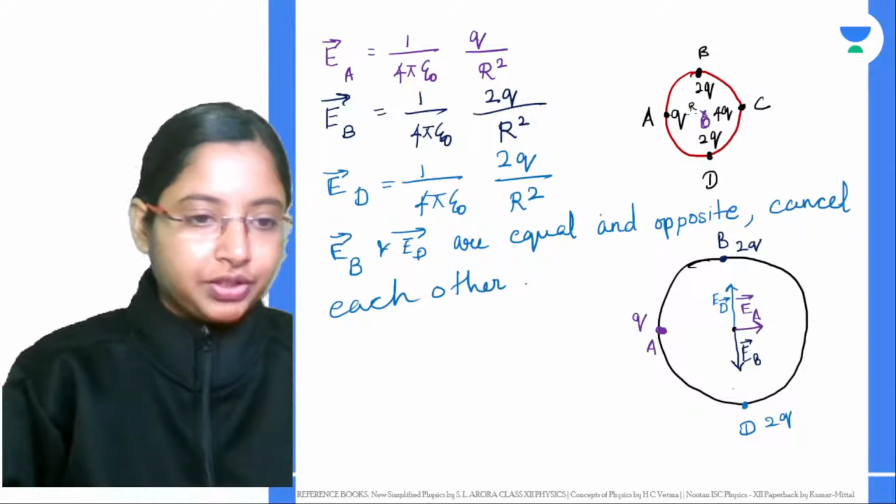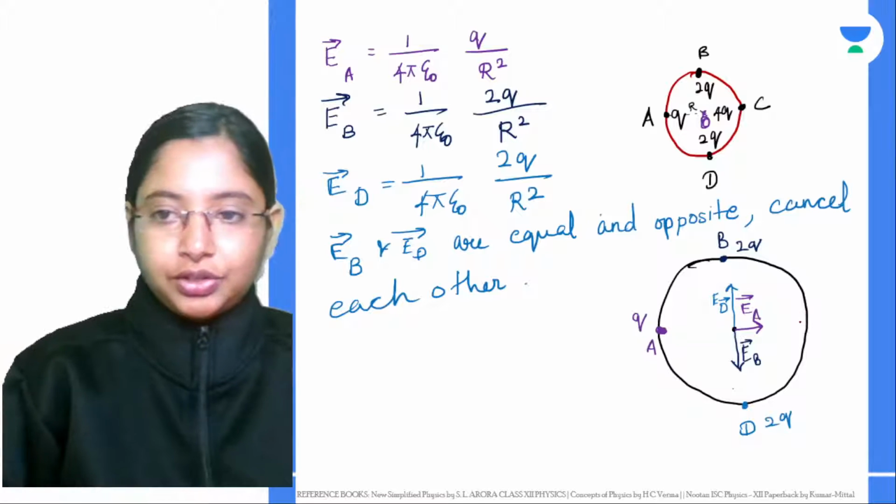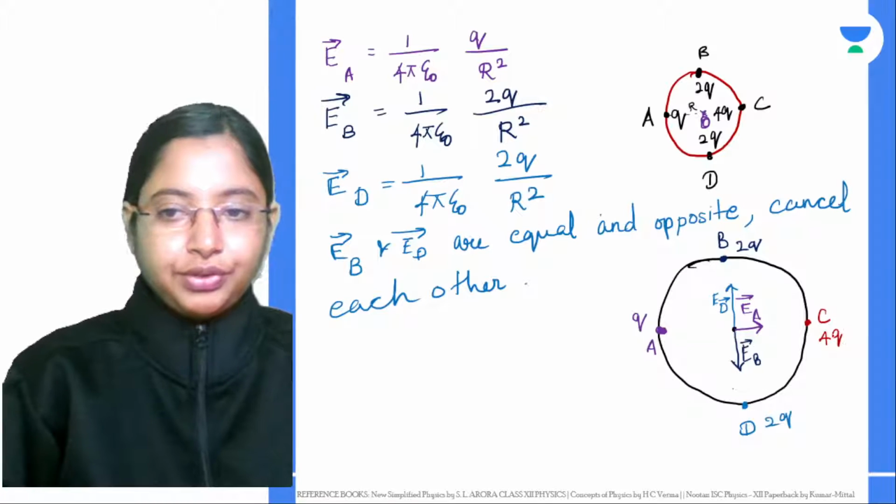Now what about the other charge? There's one more charge that is there, right? That one more charge is basically your charge C that is placed over here, right? This one has the highest magnitude, it has 4Q. The charge over here is large.